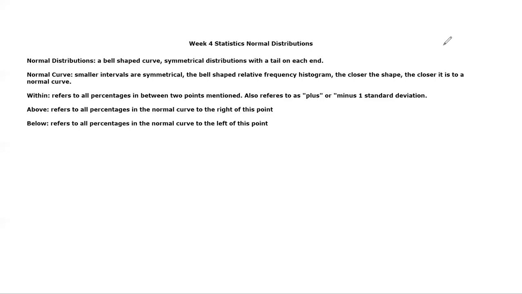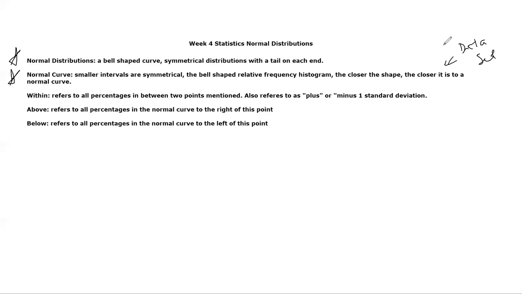Normal distributions, there are 2 things you need to know about this. There's a couple of definitions that I have here for you. These 2: a normal distribution is a bell-shaped curve, a symmetrical distribution with a tail on each end. A normal curve is where the smaller intervals are symmetrical and bell-shaped in a relative frequency histogram. The closer the shape, the closer it is to a normal curve. One of these definitions is referring to a data set. This is specifically referring to a data set. And you're going to see what I mean by that in the next slide.